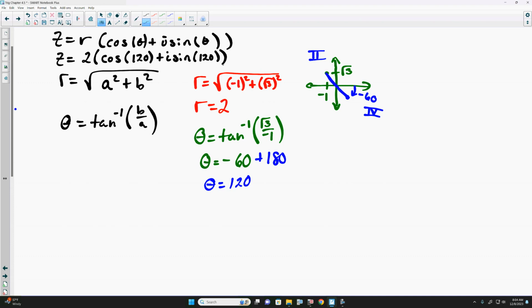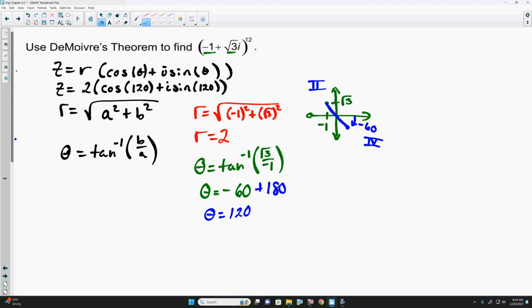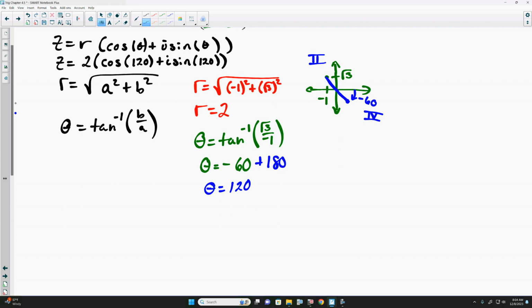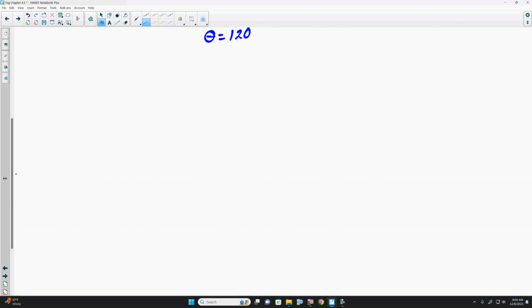Questions on this here, how we got this started out? Now what we're wanting to do is take this to the 12th power. So I'm going to scroll down. So we're saying z to the 12th, which for us is, I'll write the general form again over here. z to the nth is equal to r to the nth cosine of n theta plus i sine of n theta.